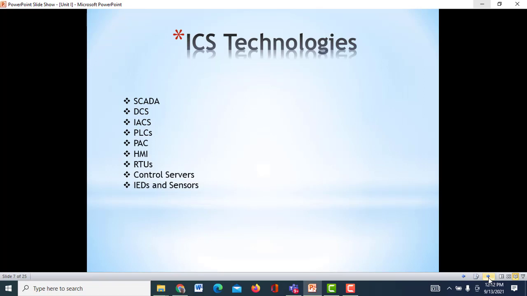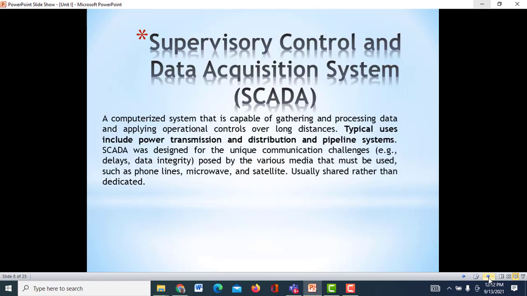These are the types involved in ICS technologies: SCADA, DCS, IACS, PLCs, PACs (programmable automation controllers), HMI, RTU, control servers, IEDs, and sensors. And what is meant by SCADA? Supervisory Control and Data Acquisition system. So it is a computerized system.